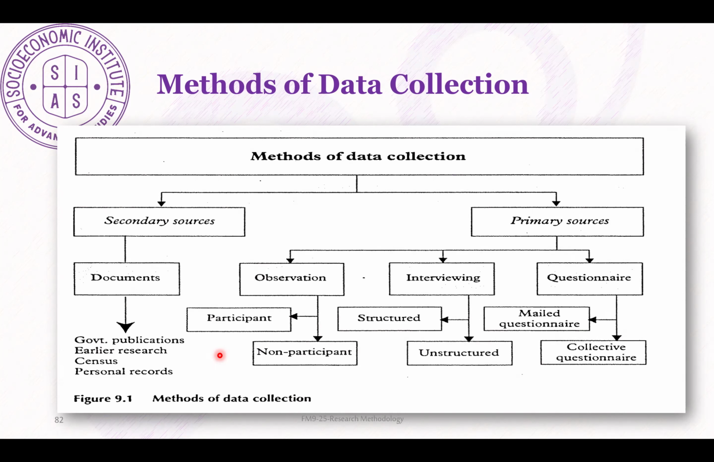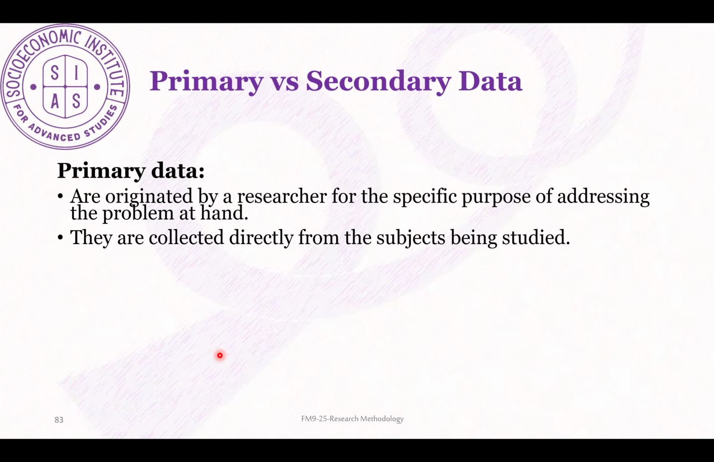And then the census and also the personal records from, let's say, the universities and so on. So the primary data are originated by the researcher and they are specific for the purpose of the study. They are collected directly from the subjects being studied.